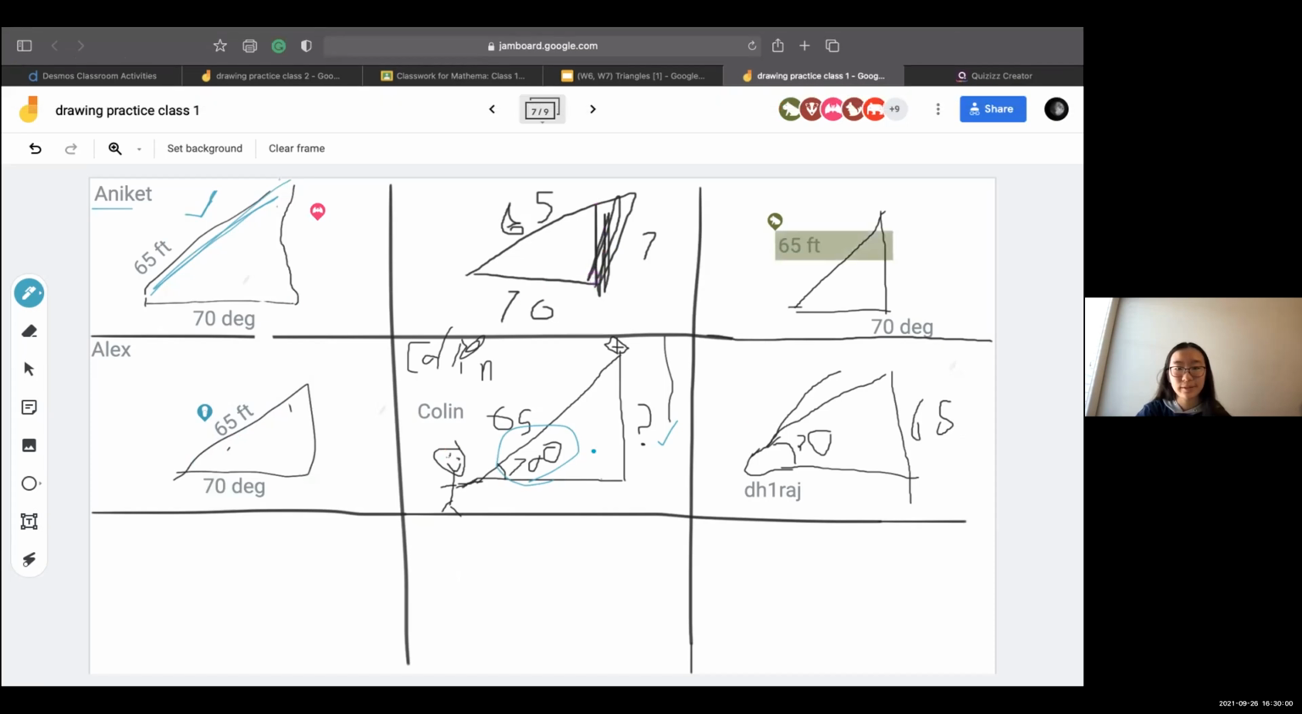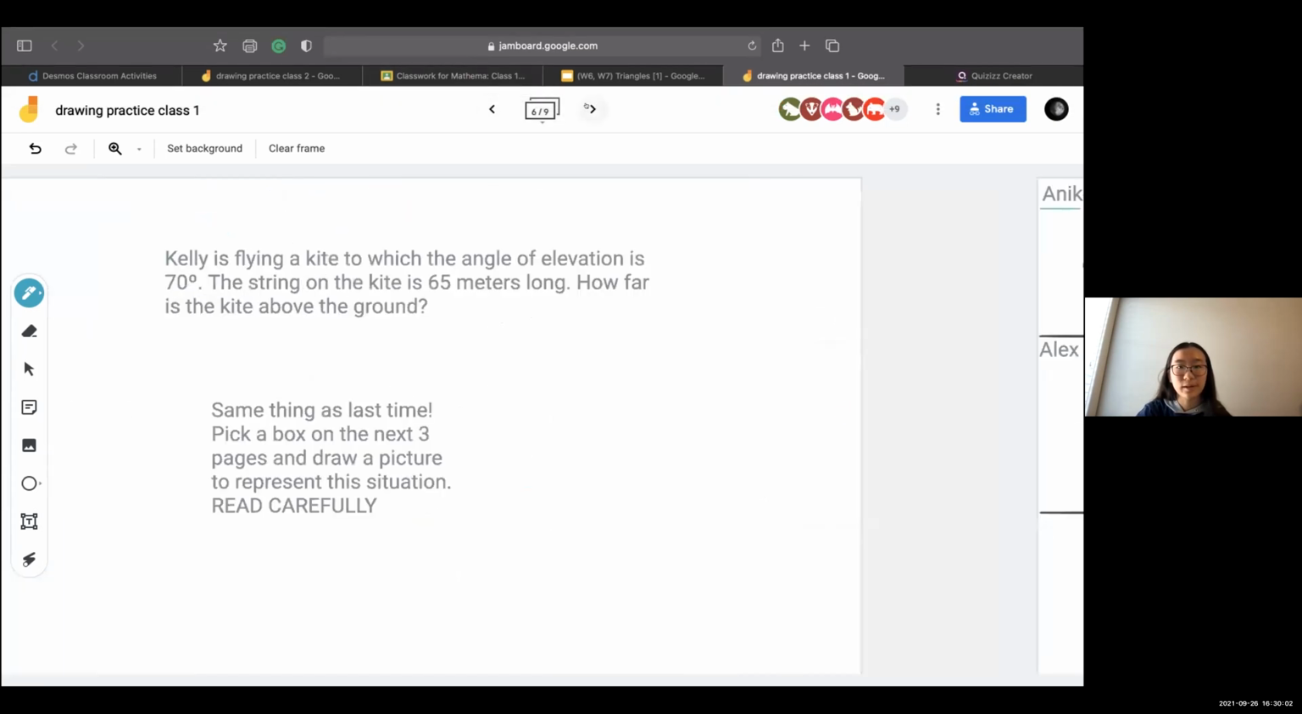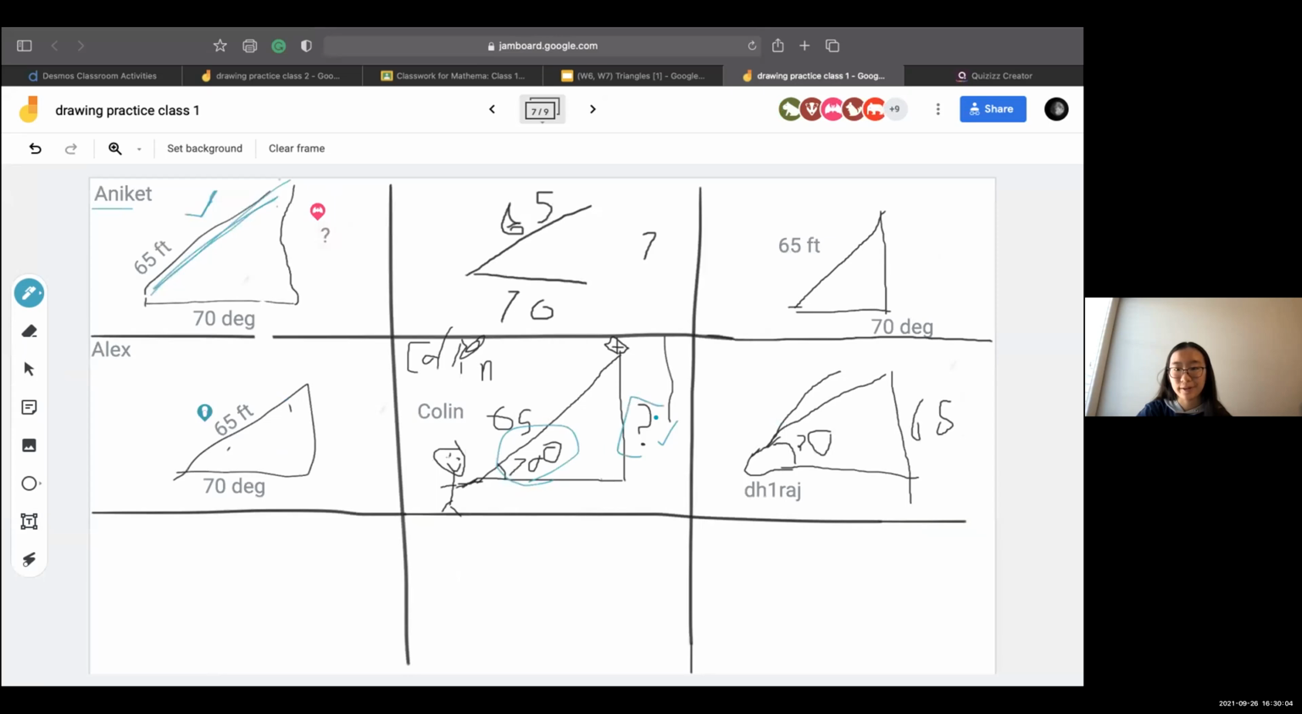So the reference angle is that 70 degrees right there as the angle of elevation. If you were solving this problem, you would find the trigonometric function that relates the opposite side to the hypotenuse, because this side right here, what you're trying to find, is opposite to 70 degrees. And so that would be sine 70 equals question mark over 65.